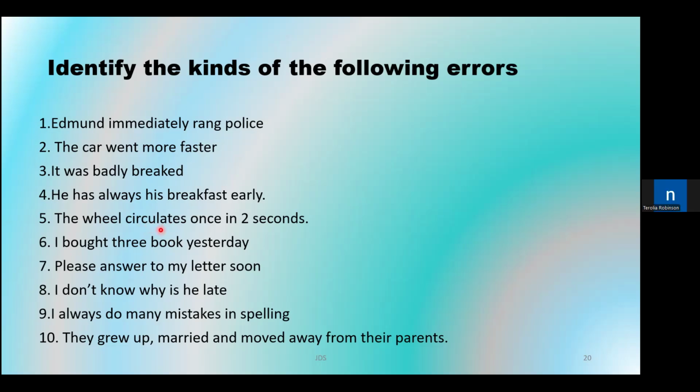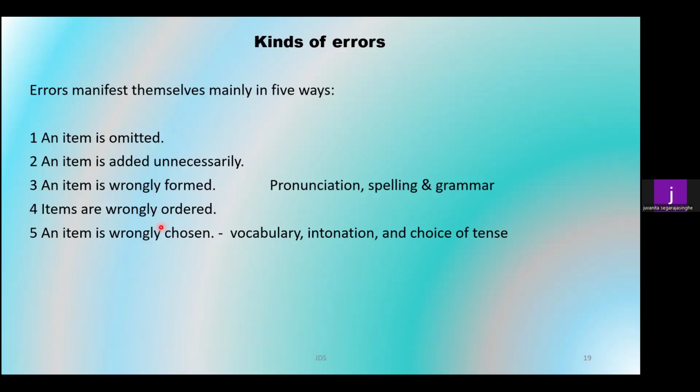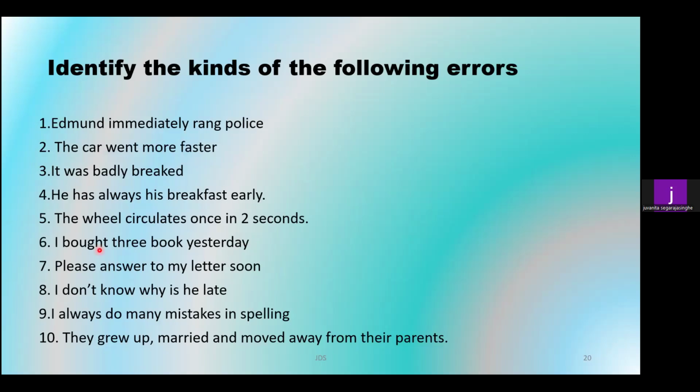Rotates. The wheel rotates once in 2 seconds. Think of a spin wheel or any other wheel. In hydropower, the cog wheels that are used over there, right? So the wheel rotates. So what kind of an error is it? Wrongly chosen. An item is wrongly chosen. The vocabulary is wrongly chosen. Number 6. Correct.